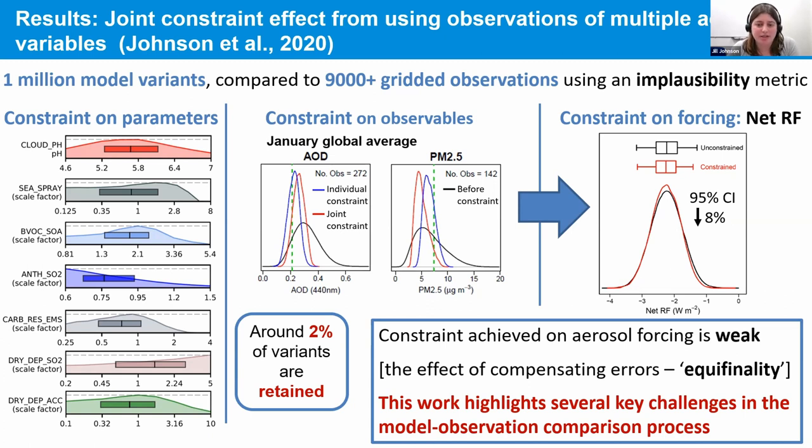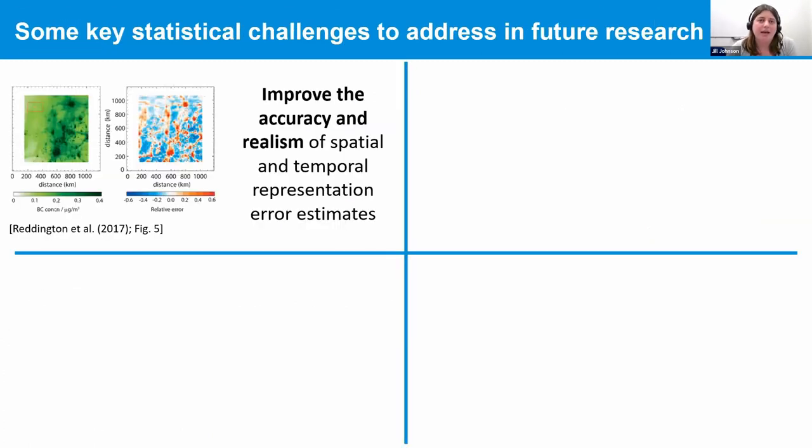There are several challenges that I want to highlight from this work that we need to really address to try and improve our constraint process. One of those is thinking about the accuracy and realism of representation errors. Presently we put a really simplistic form on this and we use exactly the same percent of observation value as the error for all the different observation types everywhere. We know that's not realistic. If we can improve that, we can see potential for really changing the implausibilities around and actually improving our constraint more.